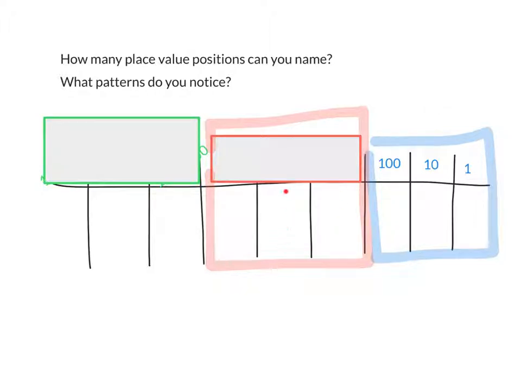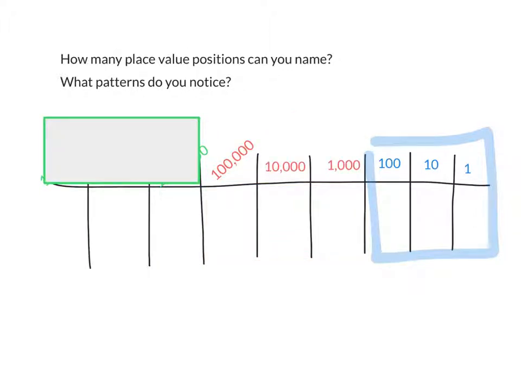What's this part going to be called? Ten thousands. Good. And what's this one going to be called? Hundred thousands. Good. There you go. So you have the one thousands, the ten thousands, and the hundred thousands. And all together, those three place value positions make up the thousands period.